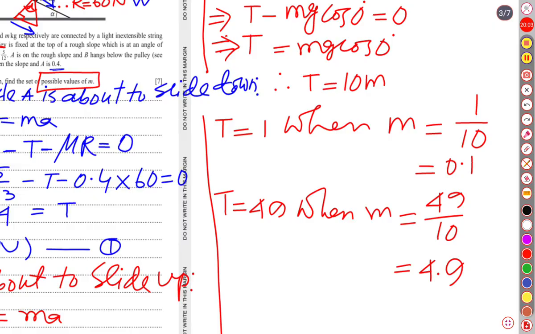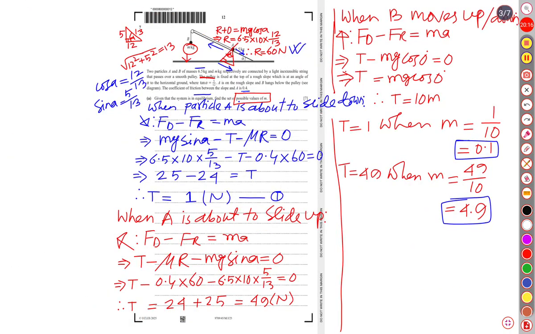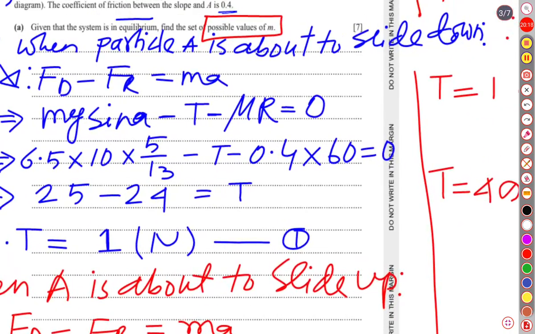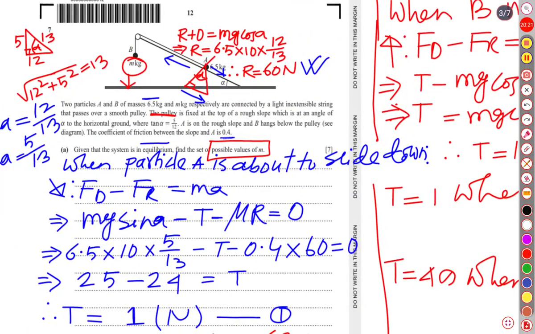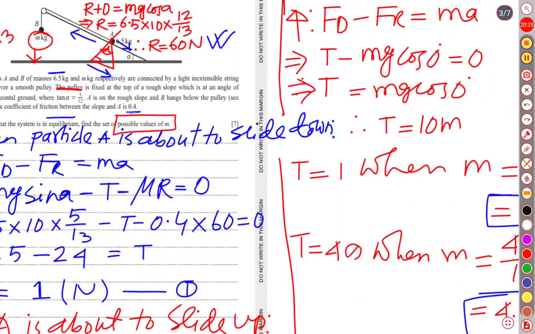Now let's see what this means. There are two values of m, 0.1 and 4.9 kg. Now let us analyze these two values. What does it mean actually? In the first case, we have got that the value of m is 0.1. In the second case, the value of m is 4.9.